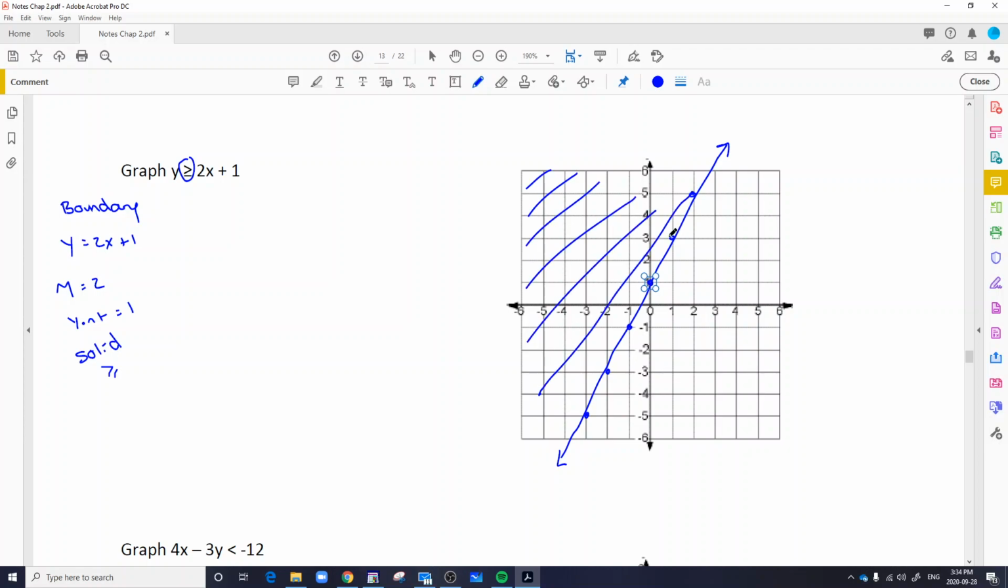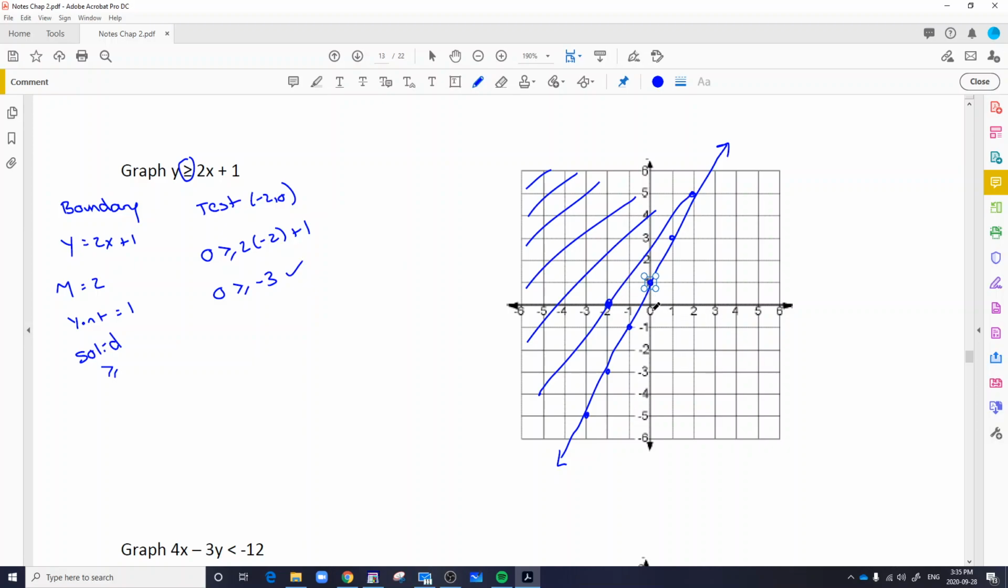So to make sure, test a point over here. Test a point like -2, 0. So I'm going to test -2, 0. Does it make it true? Is 0 greater than or equal to 2 times -2 plus 1? Is 0 greater than or equal to -4 plus 1 is -3? Yeah, it's true. So this point satisfied the equation.